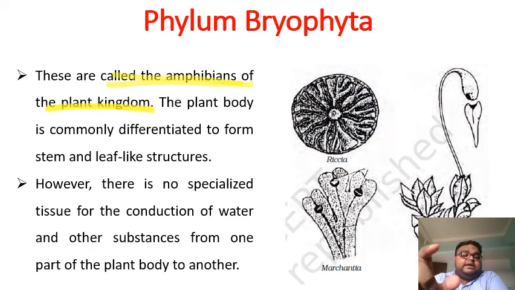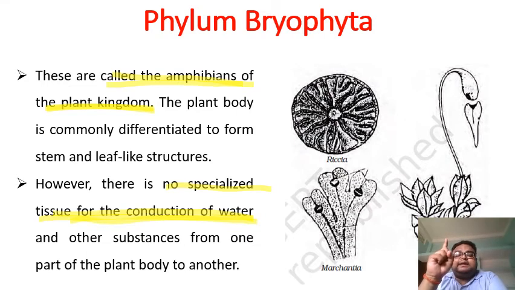However, there is no specialized tissue for conduction of water. So there is no specialized tissue for the conduction of water in the case of Bryophyta. So the first characteristic of Bryophyta is that it is known as the amphibian of the plant kingdom. Second characteristic: the plant body is differentiated into stem and leaf-like structures. Third characteristic: it does not have any specialized tissue for the conduction of water and other substances from one part of the body to another.